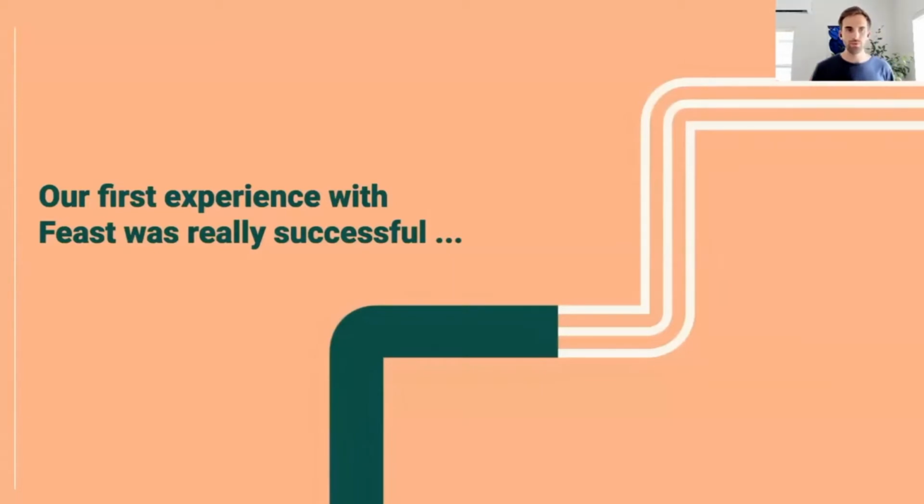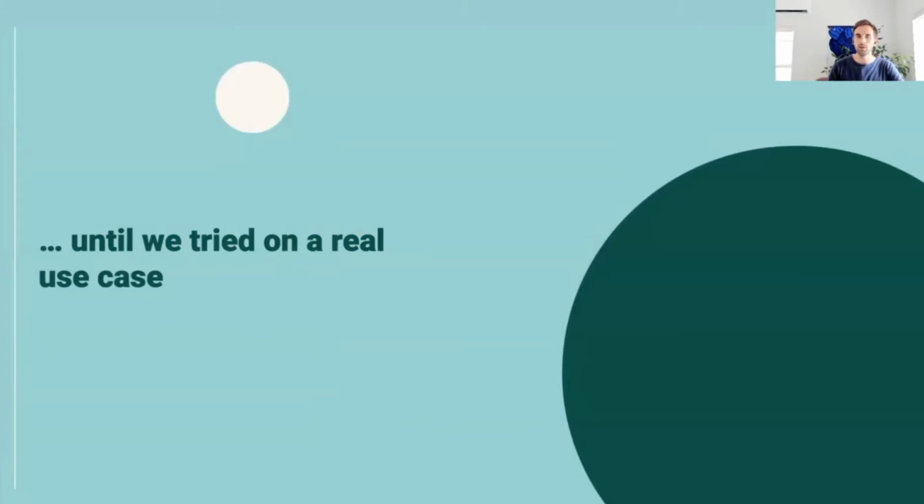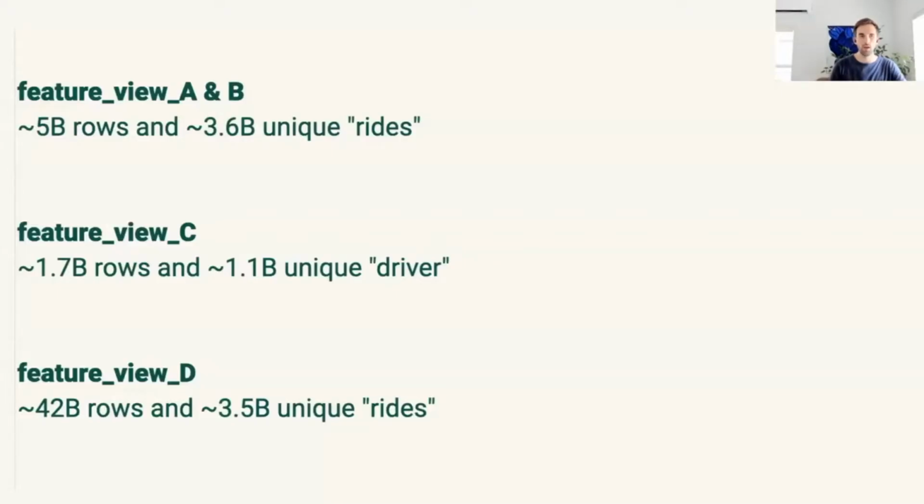Our first experience with Feast was really successful on the toy data sets until we tried on a real use case. So let me present to you this use case. It's composed of 4 feature views and 2 entities. The relationship between drivers and rides, the 2 entities, is one-to-many, which is very important for the rest of the talk. So for example, we can see that feature view A and B are about 3.5 billion unique rides, and feature view C, for example, is about 1.1 billion unique drivers.